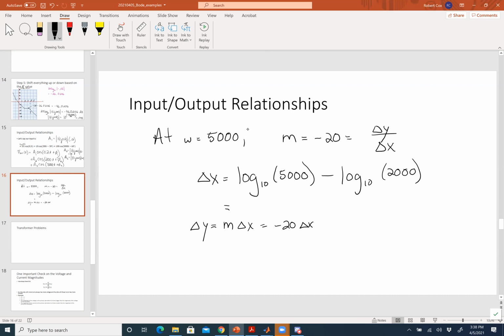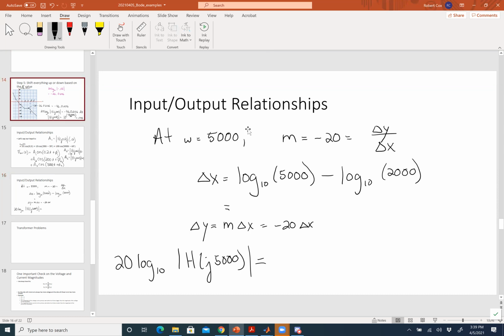Delta x is 0.3979. So I get the delta y. Then what do I do to figure out specifically the value at, so the y-axis value would be 20 log 10 of h of j 5000. How do I figure out that value? That's the y-axis value here.